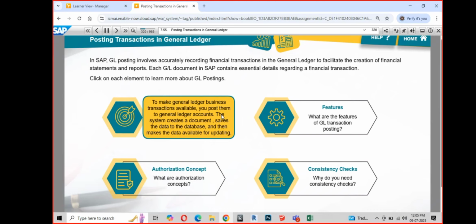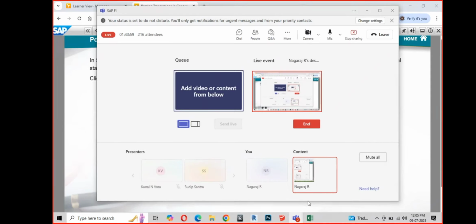So we'll come back to the screen after we take a short break. Kunal, are you there? Hi, Kunal. Yes, sir. So we'll take a short break of 10 minutes. Sure, sir. And we'll come back. Okay. So we'll reassemble by 12:15. All right.